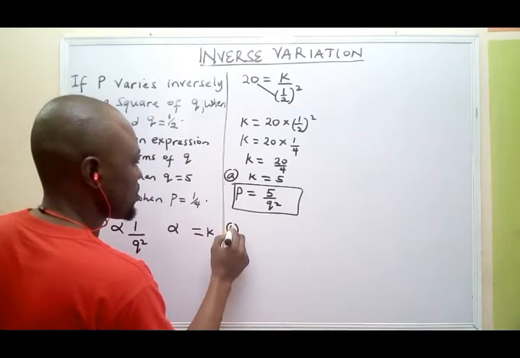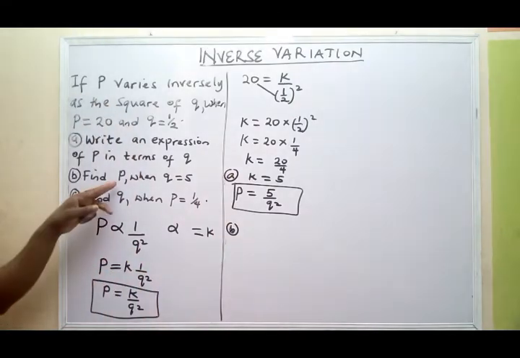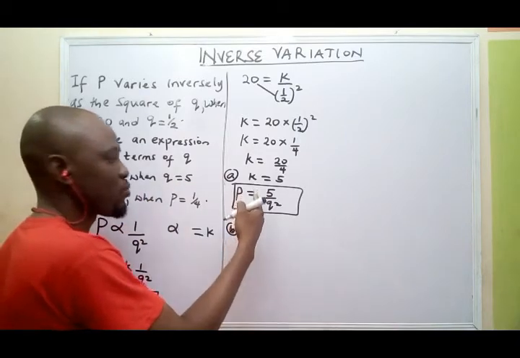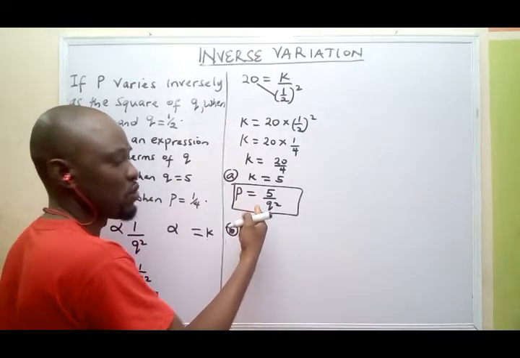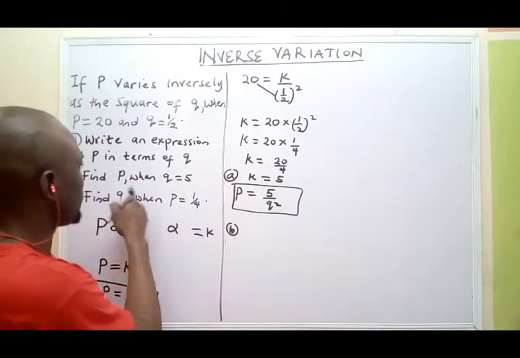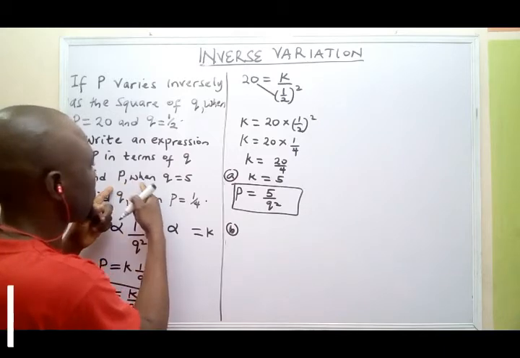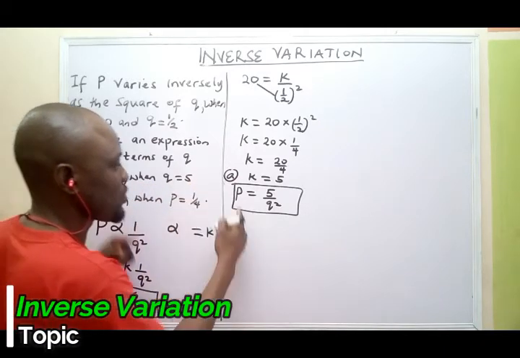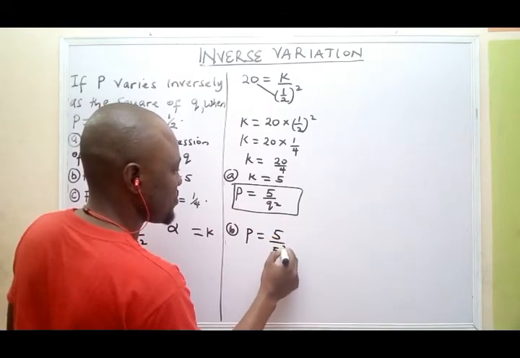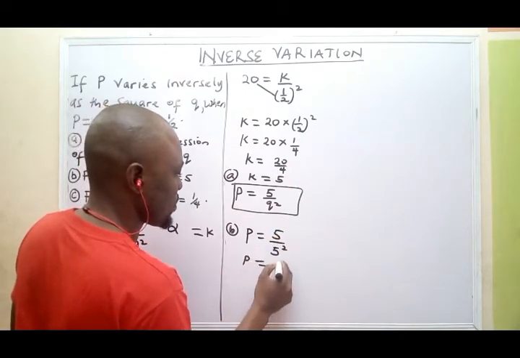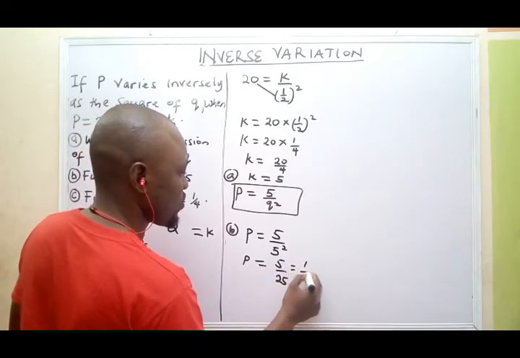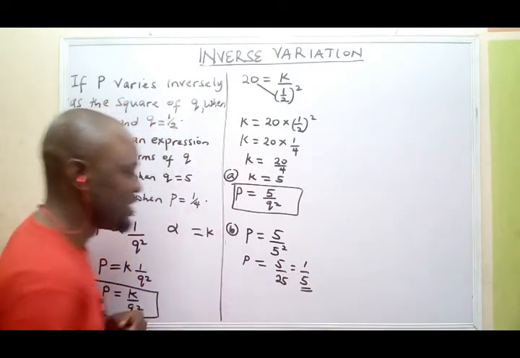Now the second thing says find the value of p when q is 5. I'll go back to this. This is the question, this is what I'm going to use to solve the problem throughout this solution. So I'll go back to the question. Find the value of p when q is 5. So p equals 5 over 5 squared. So p equals 5 over 25. So this is 1 over 5. So p is 1 over 5.